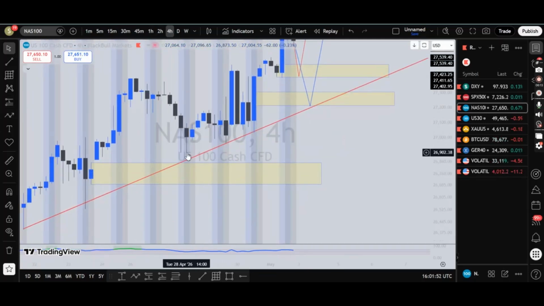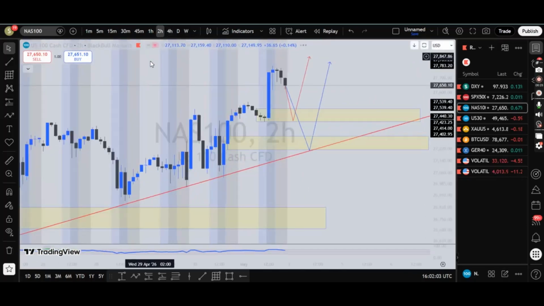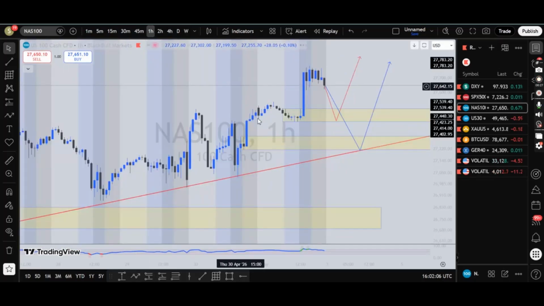Price basically ignored it over here. It did not come into that zone before buying off. This is the 4 hour time frame, by the way. Let's zoom down to the 2 hour time frame. Now let's go down to the 1 hour where I take my trades.